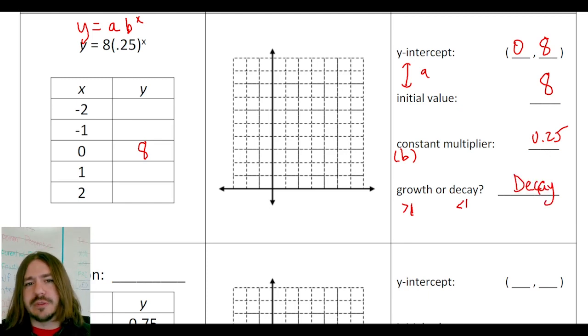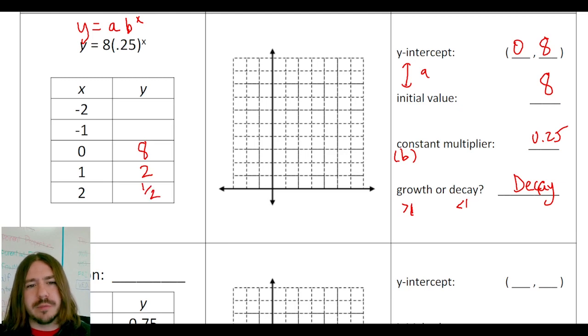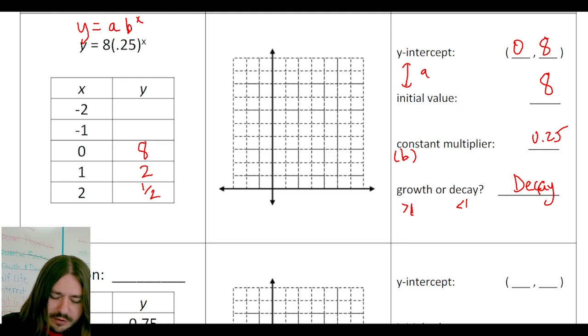Now let's go ahead and fill out the table so that we can actually plot the graph. Since our multiplier is 0.25 or 1/4, we can multiply 8 by that, and 8 times 1/4 is going to be 2, and 2 times 1/4, which is 2 divided by 4, is going to be 1/2. And you can follow that pattern backwards to come up with the y values for each of the negative x entries. So instead of dividing by 4 to move forward, we can multiply by 4. And so we get 32, oh, not 34, let's erase that, 32. And then 32 times 4 would be 128.